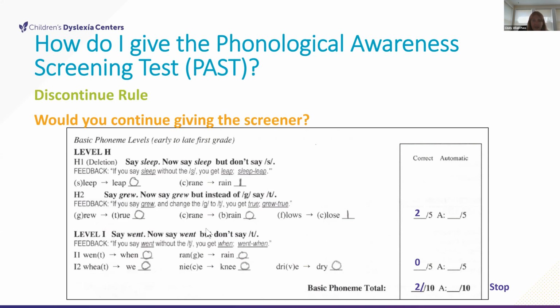Okay, let's look at the answers. So the child in level H had crane correct and flows correct. So 1 in H1 and 1 in H2. So they had 2 out of 5 correct. And then in level I, the child had 0 out of 5 correct. So the total points was 2 out of 10. So you would stop the screener here, because the discontinue rule is if you have 2 levels in a row and the child scores a 0, 1, or 2 points, you're going to stop the test there.